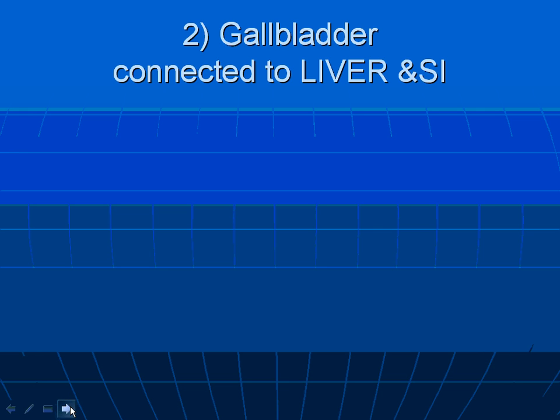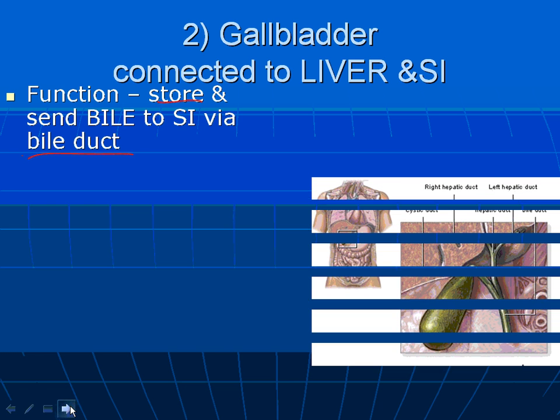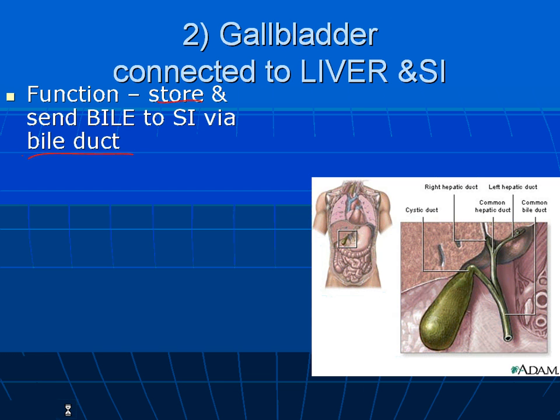Okay, moving on. The next one we're looking at is the gallbladder. This is connected to the liver and the small intestine. The function of it, like we talked about in the last part, is that it stores and sends bile via the common bile duct. When the liver produces the bile, it's stored temporarily in the gallbladder until it's needed. So don't forget, the bile is not an enzyme.